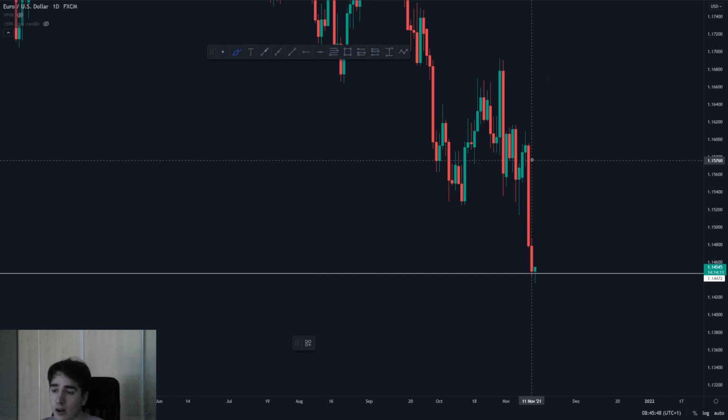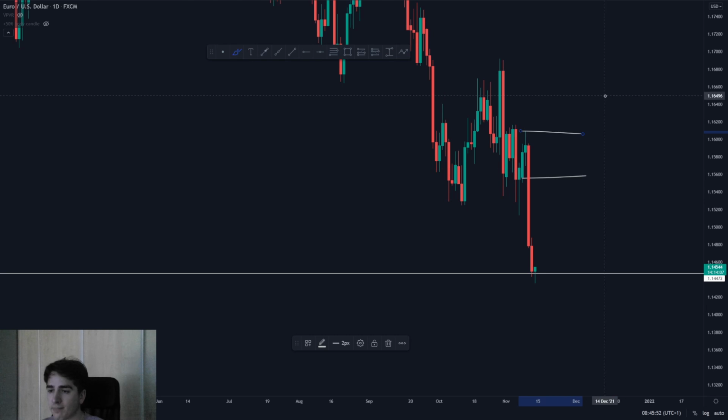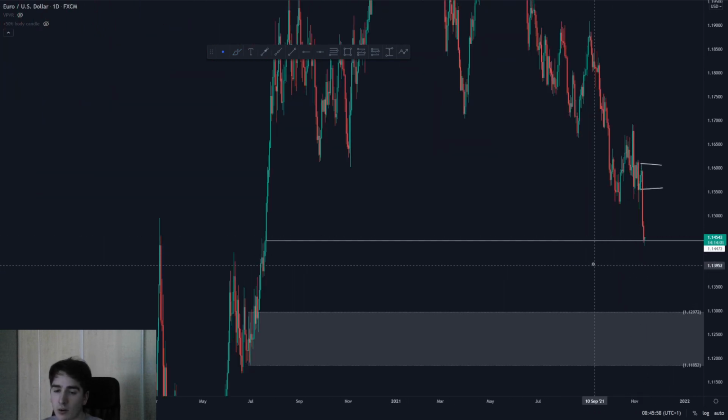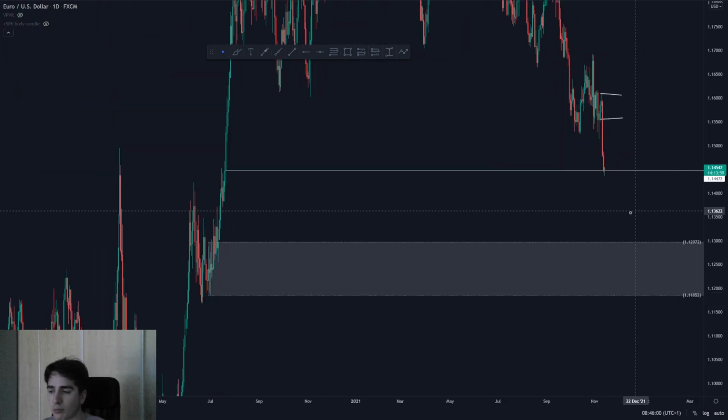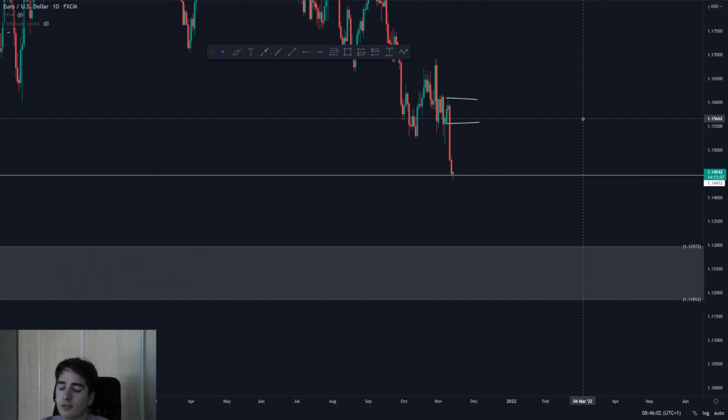If we see a pullback higher, then I will be looking for potential shorts from this region over here, so that's approximately 1.15600. But that's only if we pull back. If we do tank down lower, I will not be looking for trades until we reach approximately 1.13. So let's head over to GBP/USD.